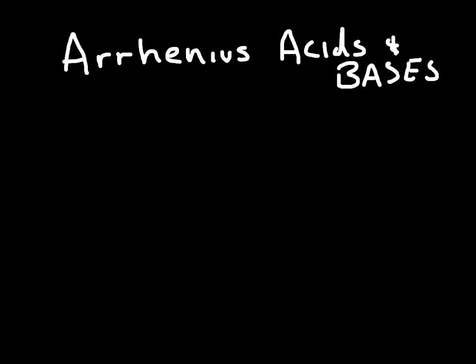The new stuff that we're going to be talking about are acids and bases. And I'm going to start off by defining what an acid and a base is. There happen to be two ways that acids and bases are defined. The first one is the Arrhenius acid and base. This is the original one.